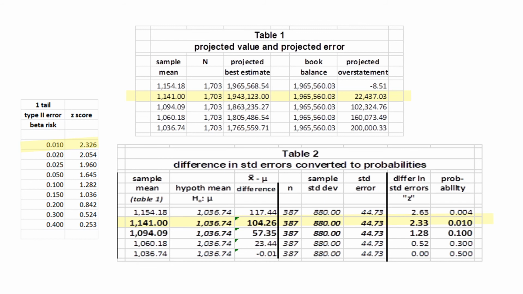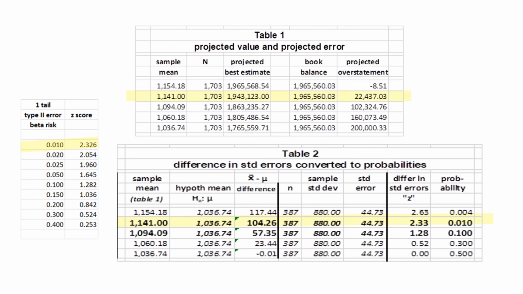Okay, so our sample results were 1141. Our projected misstatement is 22,437. Is that close to 200,000? No. Okay. Can we be comfortable? Yeah, we could probably just stop there and say, well, that's nowhere near 200,000. I'm comfortable. But remember, our partner has a lot at risk here. Partners are personally liable for the audit results.